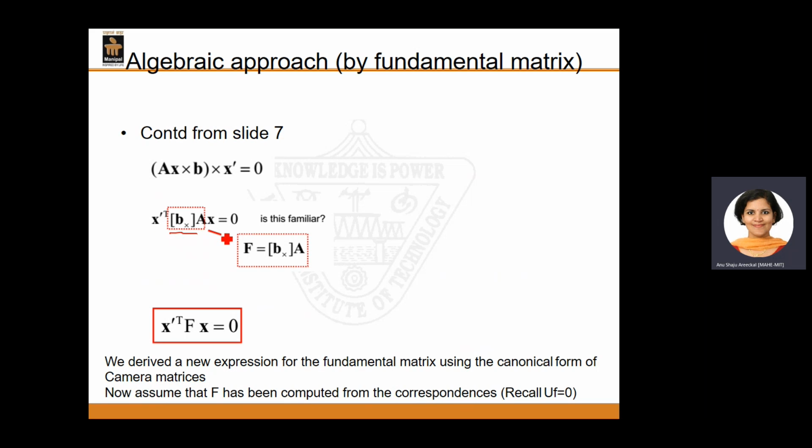So once you have this equation, what you observe is that this is in the very familiar form of writing, x1 dash transpose f x is equal to 0, right? So therefore I can say this particular expression of skew symmetric matrix of B into A can be denoted by the fundamental matrix. I can say that because I get that equation from this general equation, right? So therefore I find an expression for f over here, where I write f is equal to bxa.